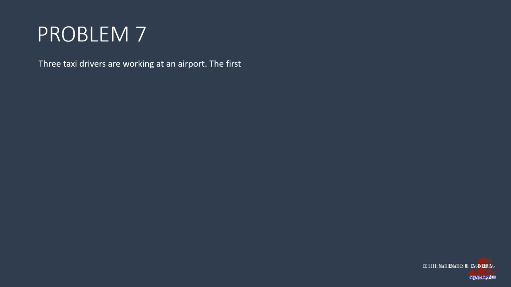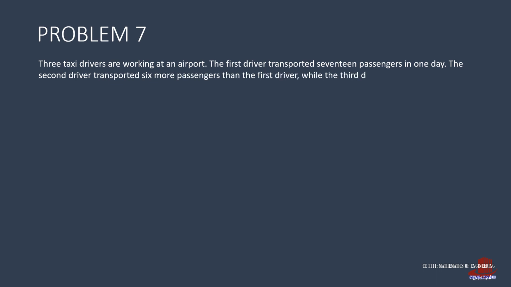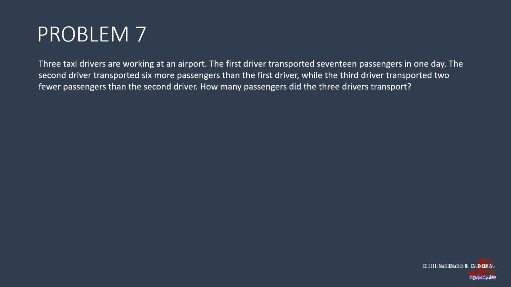The next problem has 3 taxi drivers working at an airport. The first driver transported 17 passengers in one day. The second transported 6 more passengers than the first driver, while the third transported 2 fewer passengers than the second. How many passengers did the 3 drivers transport? The 2 other unknown variables are then tagged as X for the second driver and Y for the third.